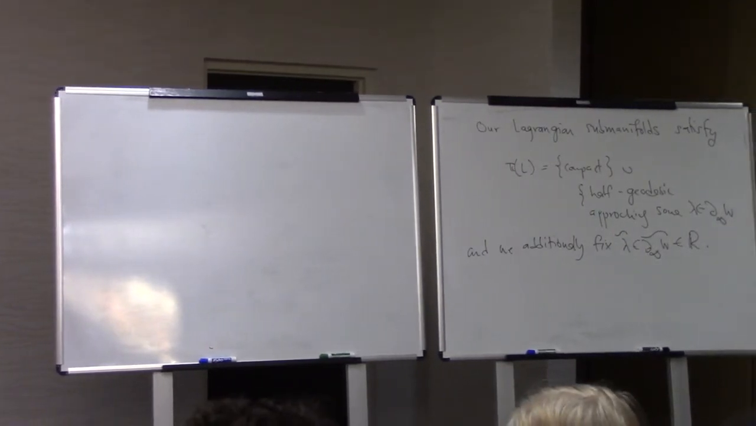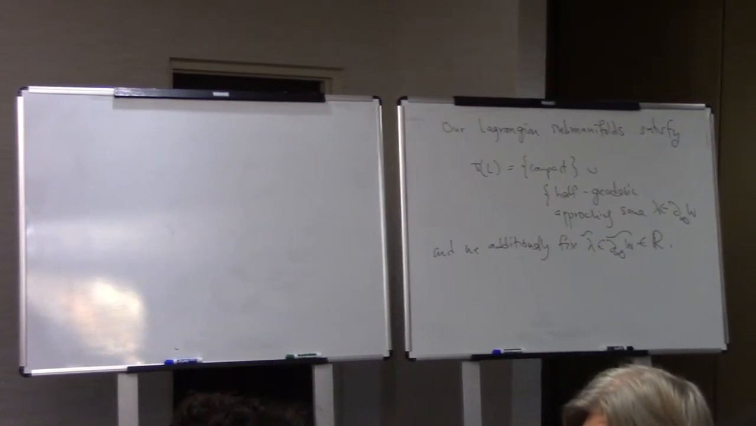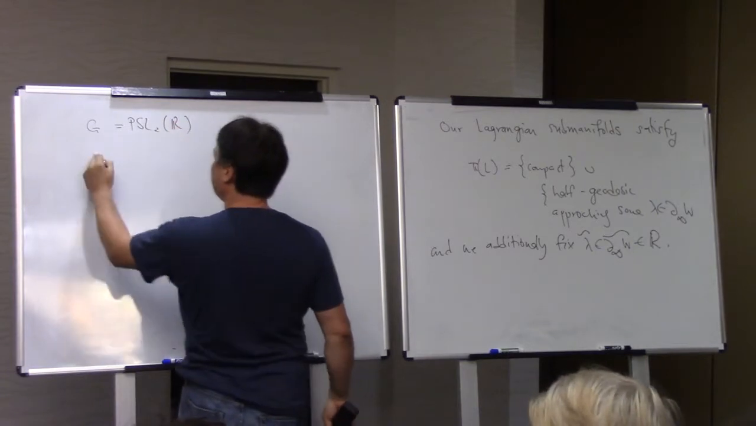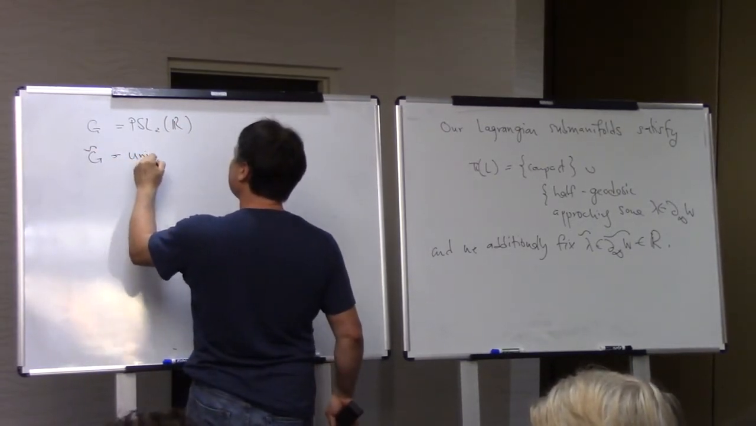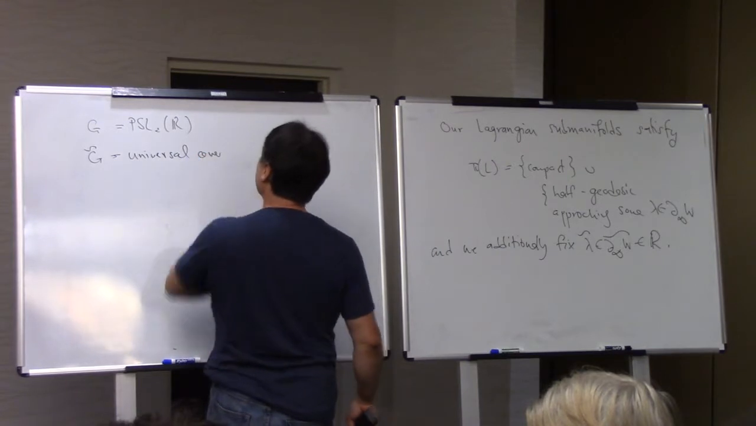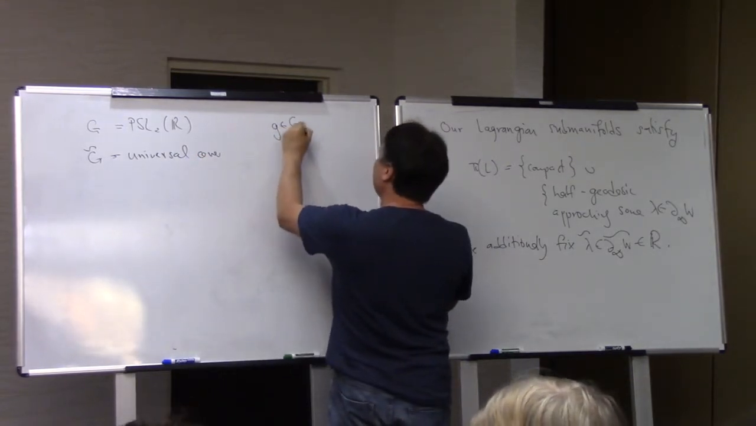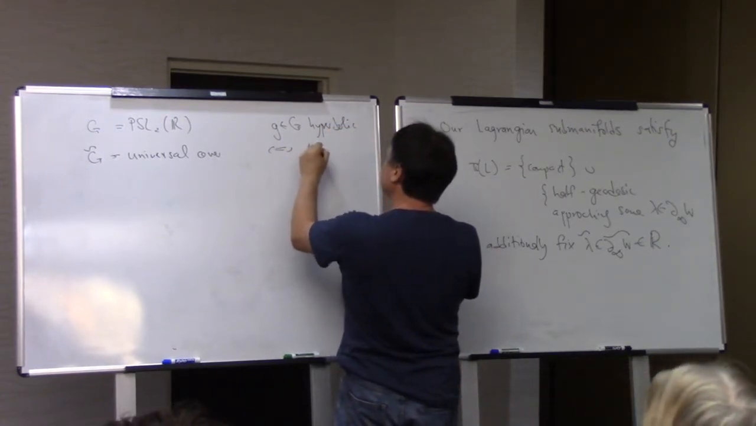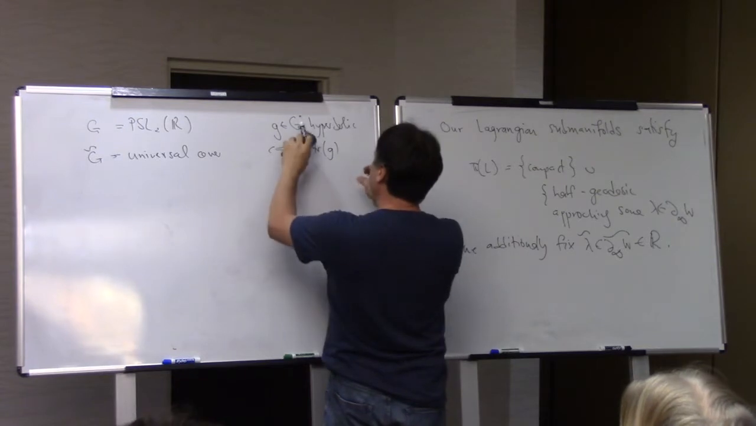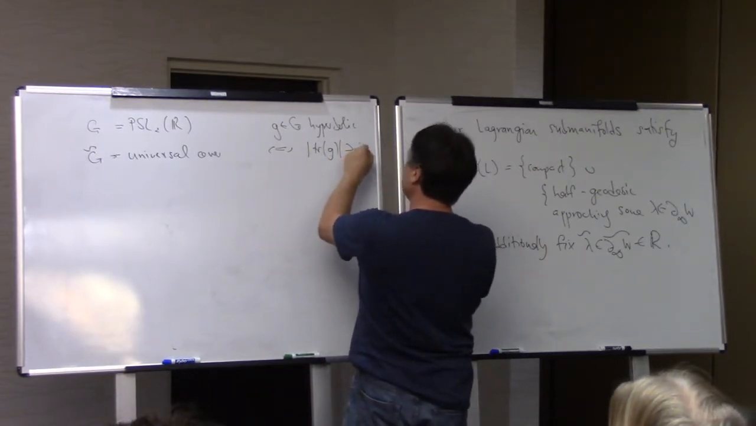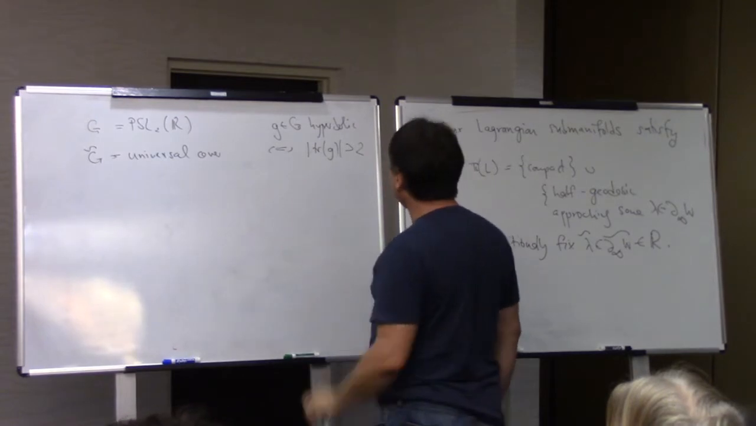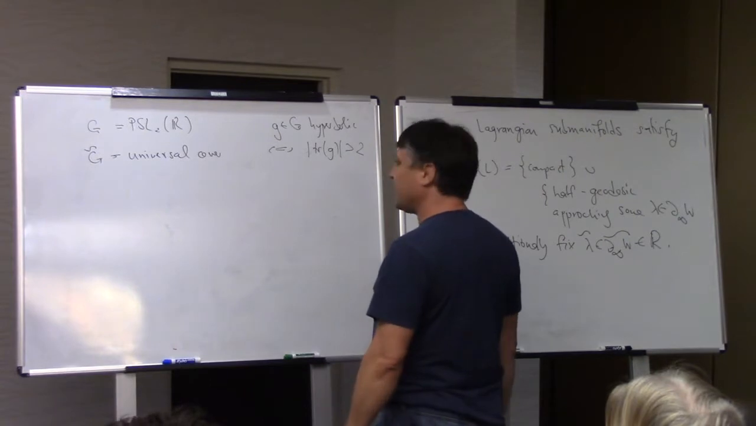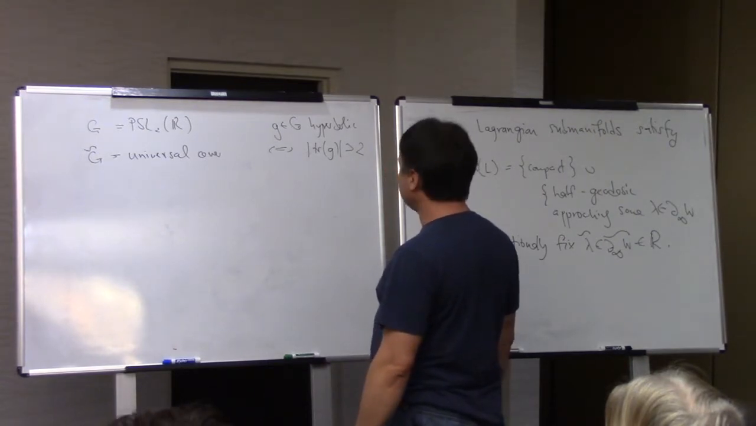Yeah. So the monodromy lives in the universal cover of G. Right? So remember that G is PSL2R, and G tilde is the universal cover. Okay. And so g in G is hyperbolic: plus or minus, the absolute value of the trace of g is greater than 2. So every element of G tilde has a rotation number.